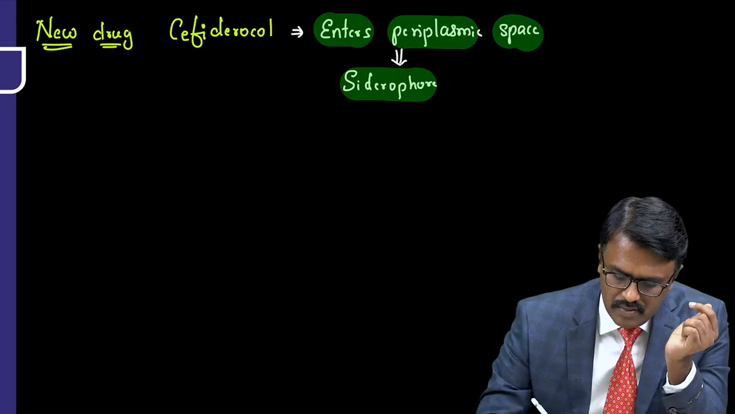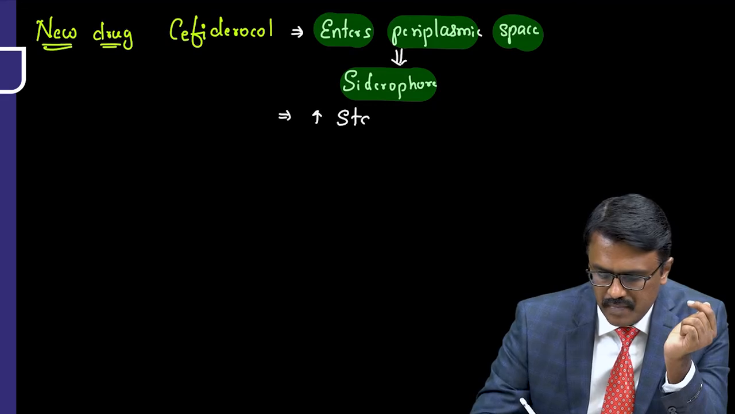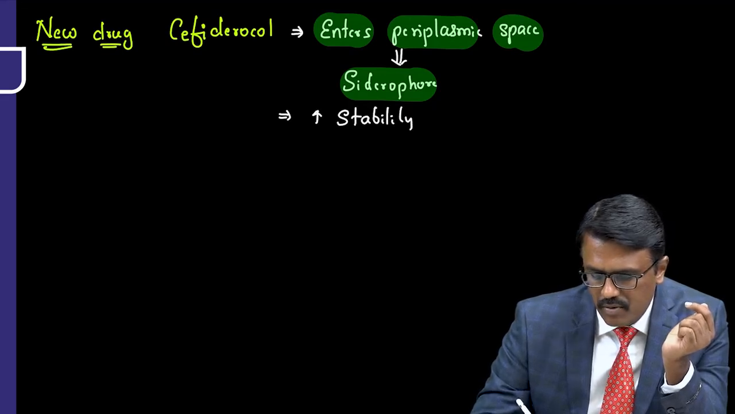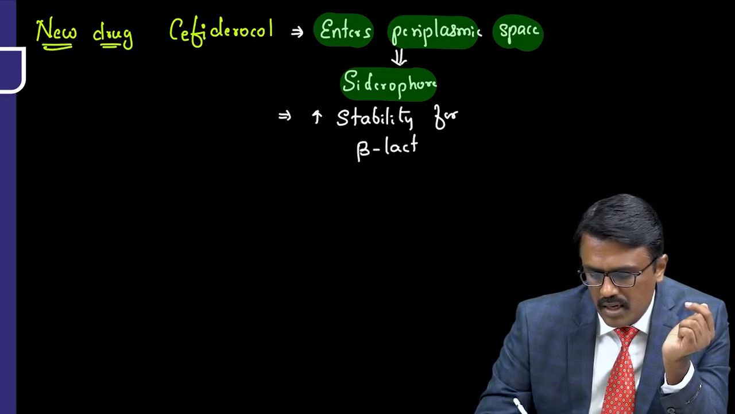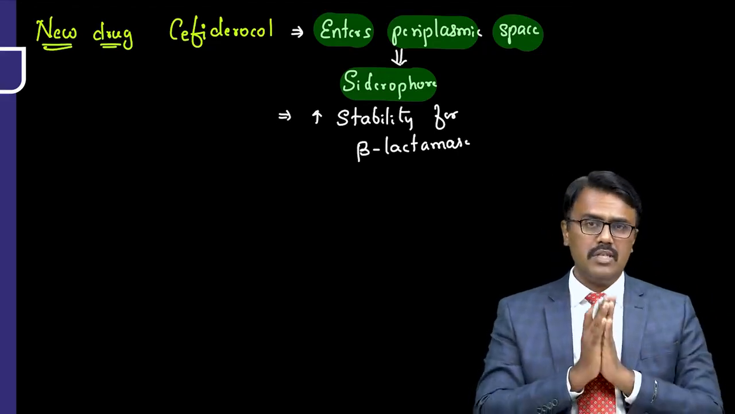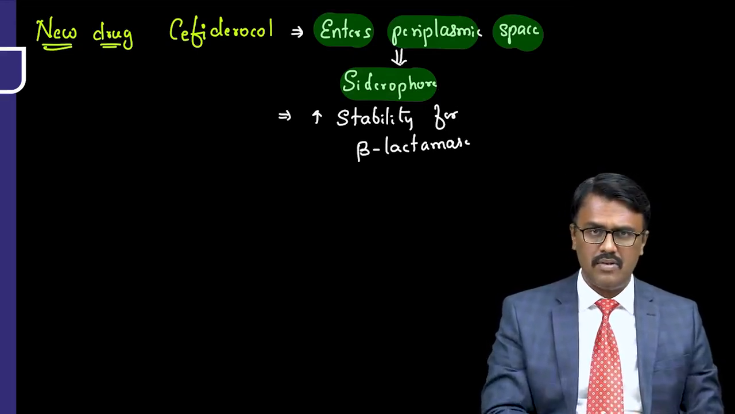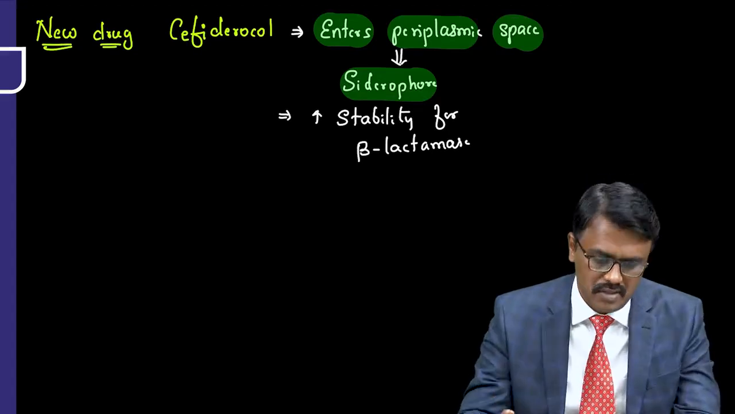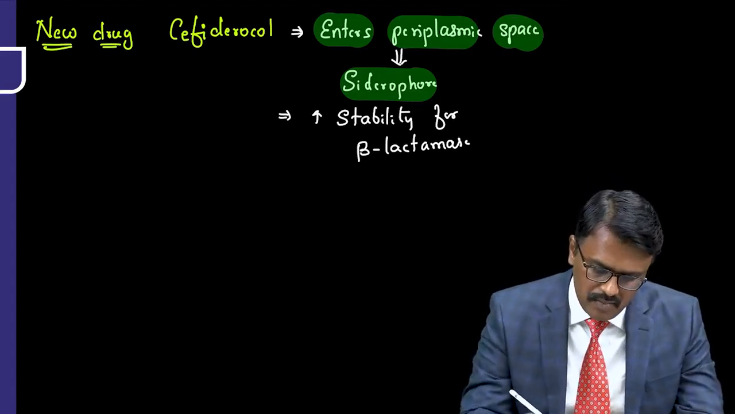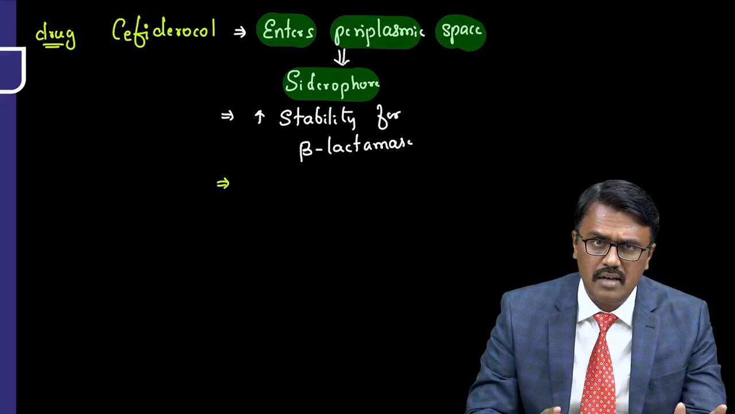So what is the advantage of this? It has increased stability against beta lactamase. You know that beta lactamases are the ones which cut the beta lactam, and it has very good stability, so most beta lactamases cannot cut this. That means we can use it in resistant infections. Many times they ask this question: sir, which generation is it? Now, it doesn't have any generation.